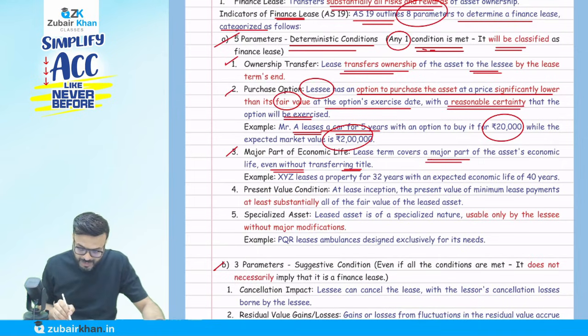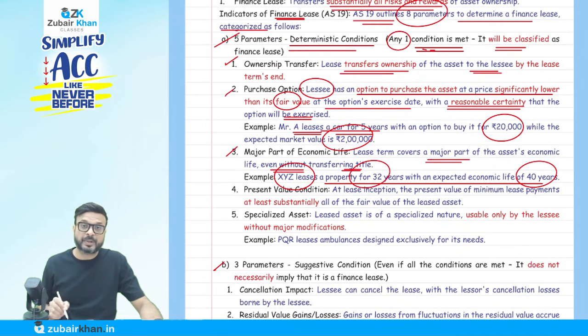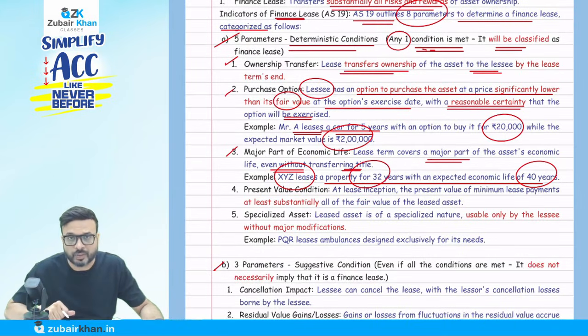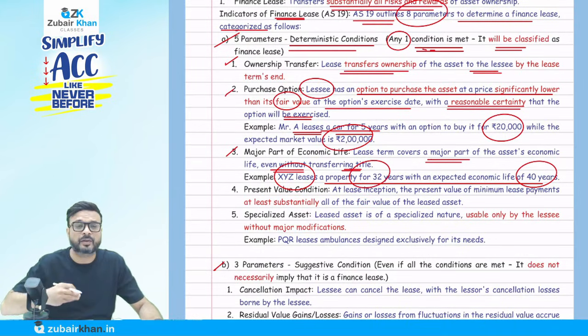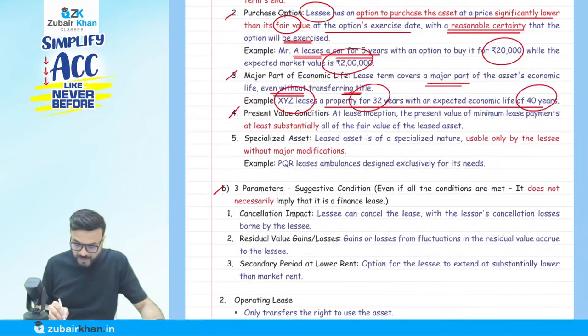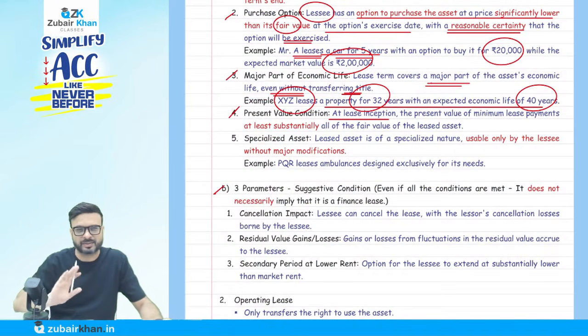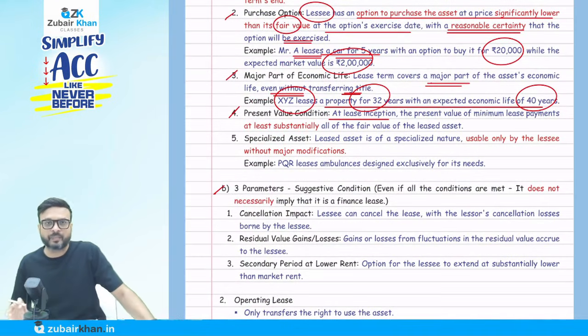XYZ leases a property for 32 years with an expected economic life of how much? 40 years. So out of 40 years, it is expected that the lessee is going to use it for 32 years. Then a major part of the economic life is going to be used by the lessee. We are going to call it a finance lease. One more thing: they have not defined the major part. Major part generally means 60-70% or more. So we are going to call it a finance lease.